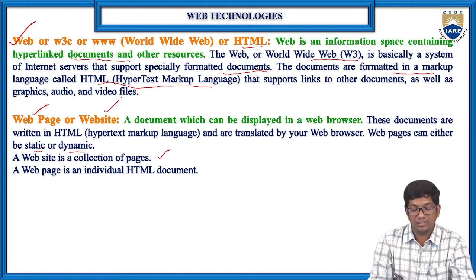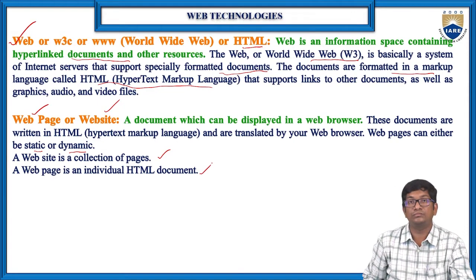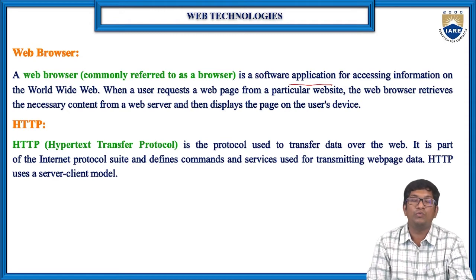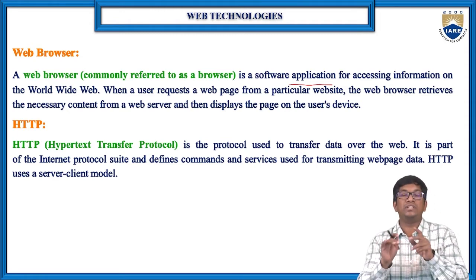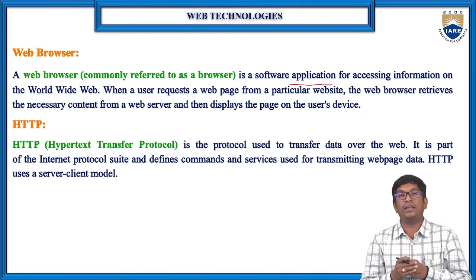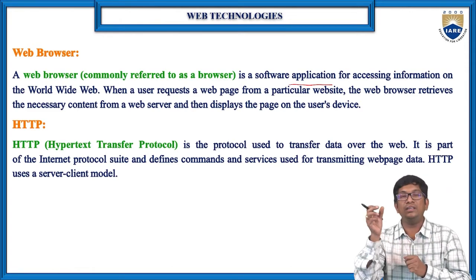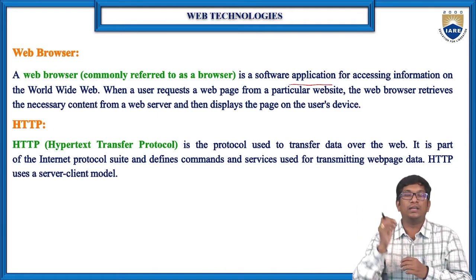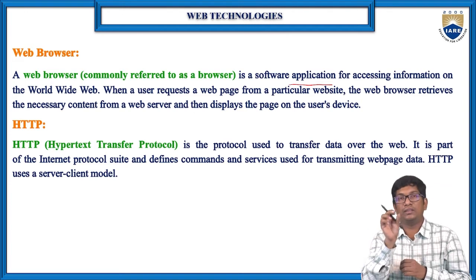Right? And a web page is an individual HTML document. Right. Next keyword is web browser. A web browser is a software application for accessing information on the World Wide Web. You want to access a website, so you enter a URL. You want to open some particular website like IARE.ac.in. So in the browser, you have to open it and type that URL. Otherwise, if you want to open some application or app, you have to type that URL in the web browser. URL means uniform resource locator. So you have to enter the website URL in the web browser.